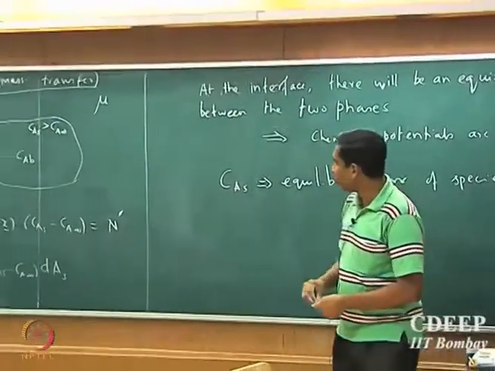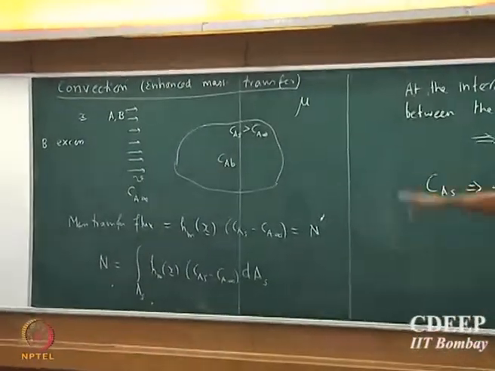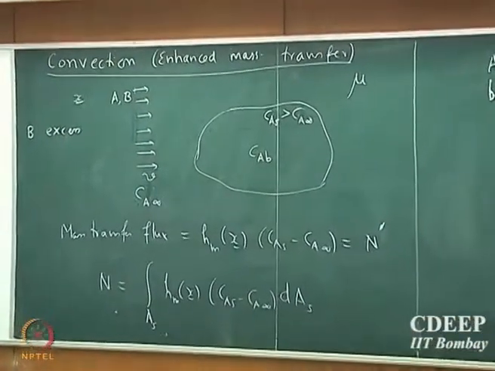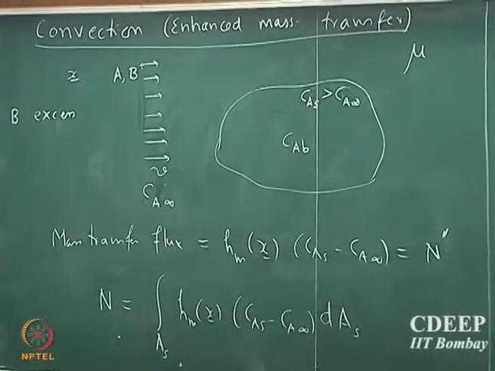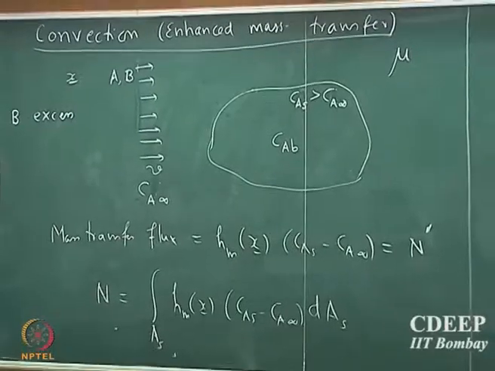So right now what we will do for rest of the convection topic is that we will assume that we know how to measure the interface concentration CAS, and we will assume that the concentration gradient is CAS minus CA infinity, and in fact that's the correct concentration gradient. Okay.